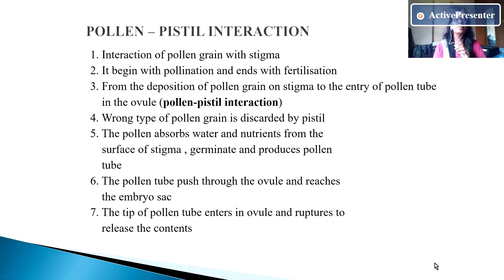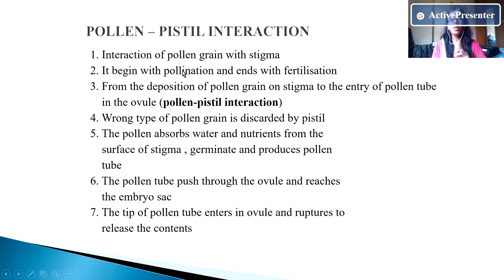Hi dear friends, in the last videos we studied male gamete formation, female gamete formation, pollination, and how the pollen grains stick on the stigma. So that is pollen-pistil interaction. The next topic is pollen-pistil interaction: the interaction of pollen grain with the stigma.